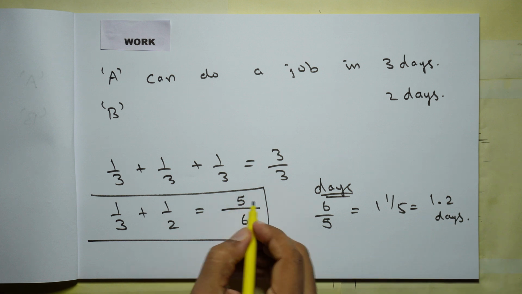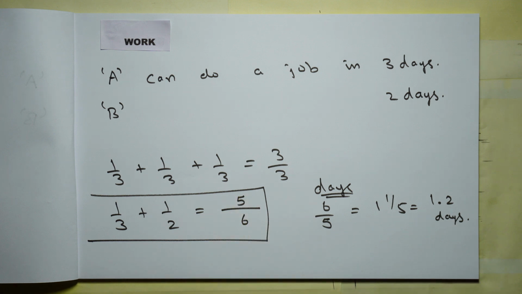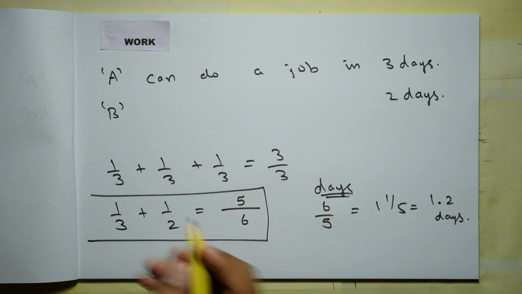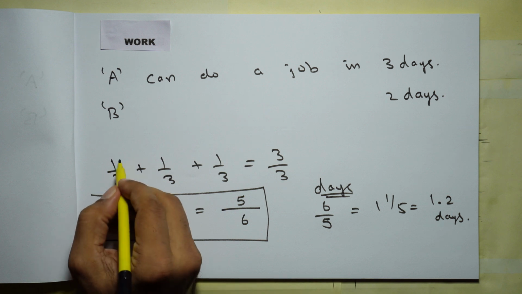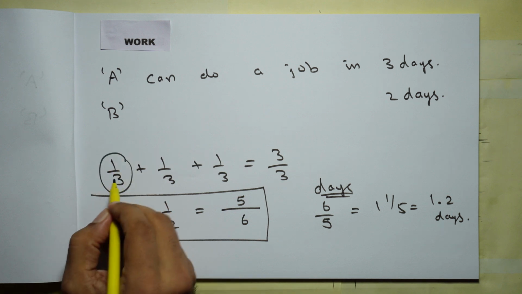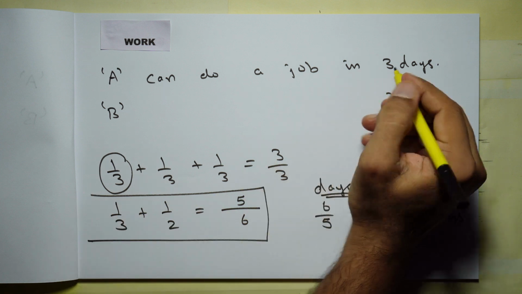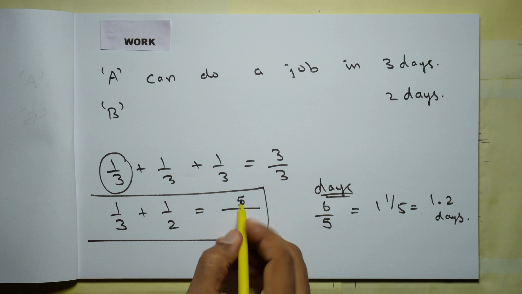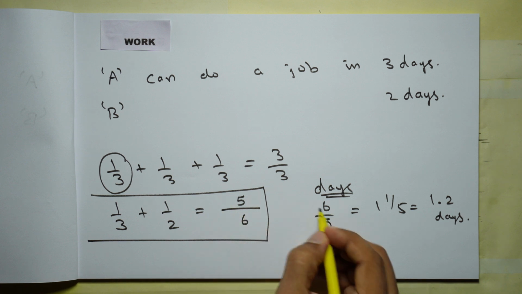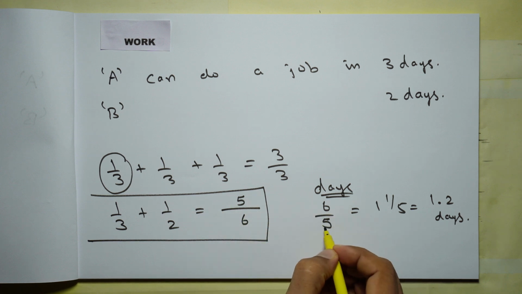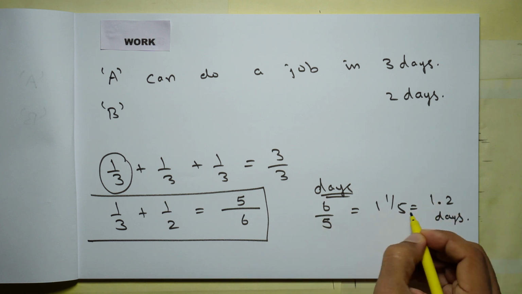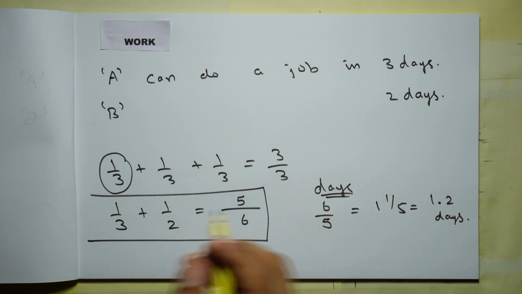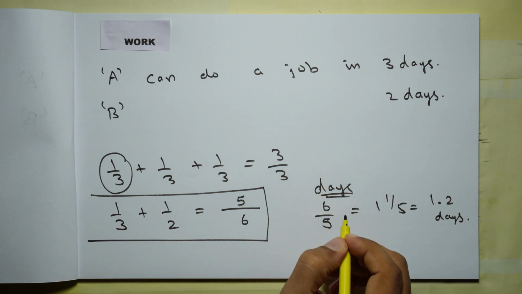That is, every day 5/6 of the work is done. Then how many days are required? Just find out the reciprocal, 6/5 days. If A is working alone, every day A will do 1/3 of the work. How many days are required? Just find out the reciprocal, that will be 3 days. Similarly, if A and B are working together, every day 5/6 of the work is done. How many days are required? Just find out the reciprocal, 6/5 days. That is same as 1 and 1/5 days or 1.2 days. So the number of days required and the part of the work done per day are reciprocals of each other.